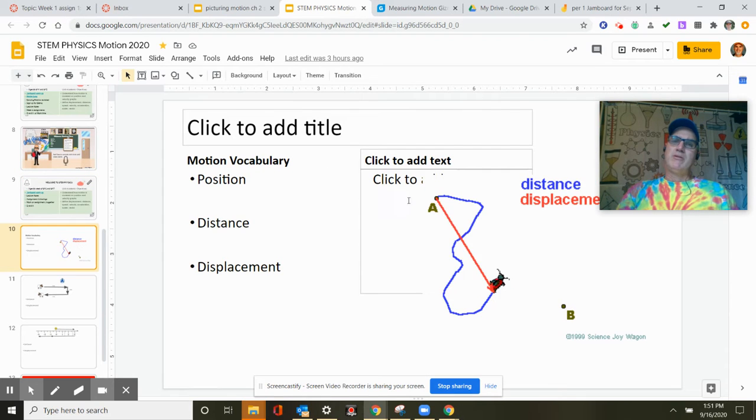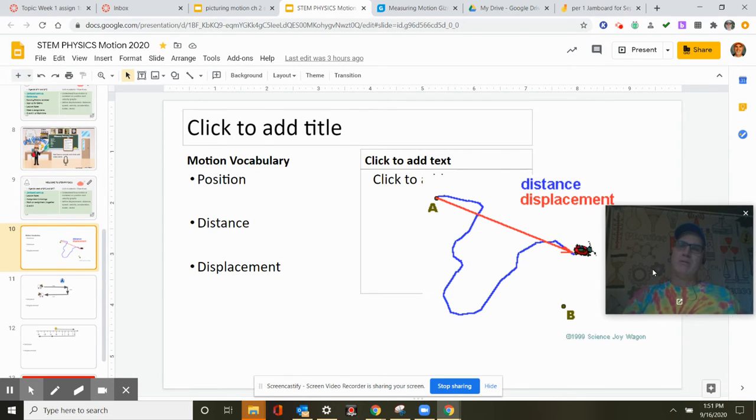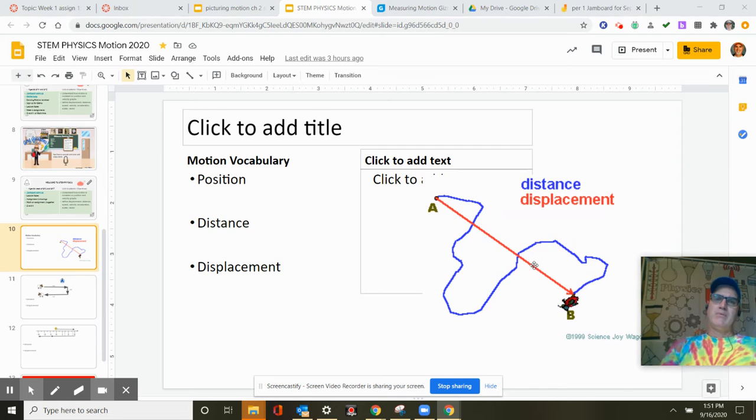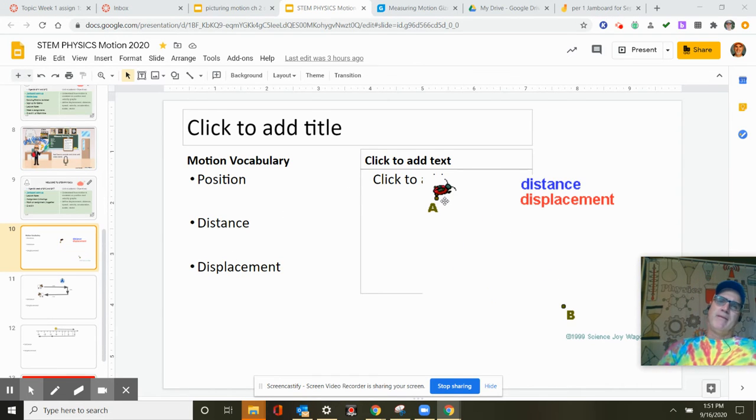So here's a recap of the lecture. Basically, what I talked about was position, distance, and displacement. We have a ladybug that's walking across the screen from point A to point B. You can see that the ladybug has a long, winding journey to get from A to B.